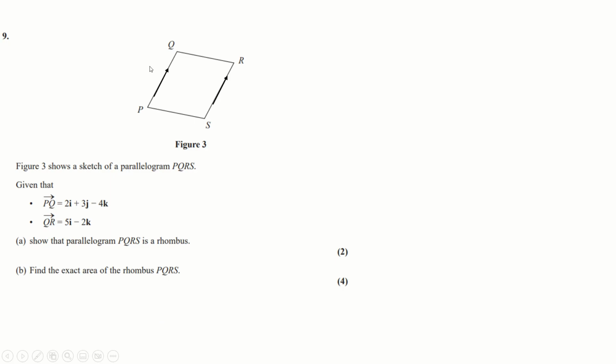Now, PQ is parallel to RS. So if PQ is this vector, so is RS. And also QR is parallel to QS. So if QR is this vector, so is PS. And I know that because it's a parallelogram. So these vectors are all like this.